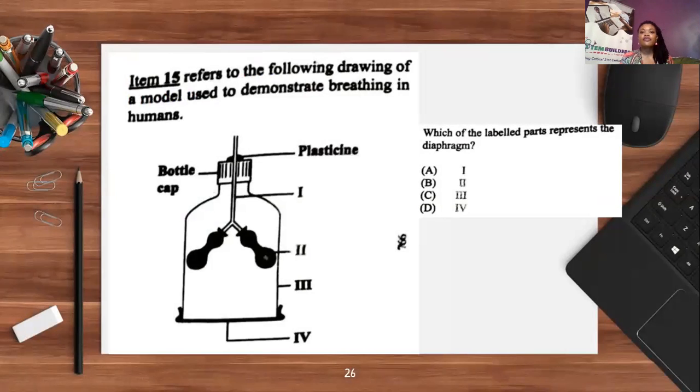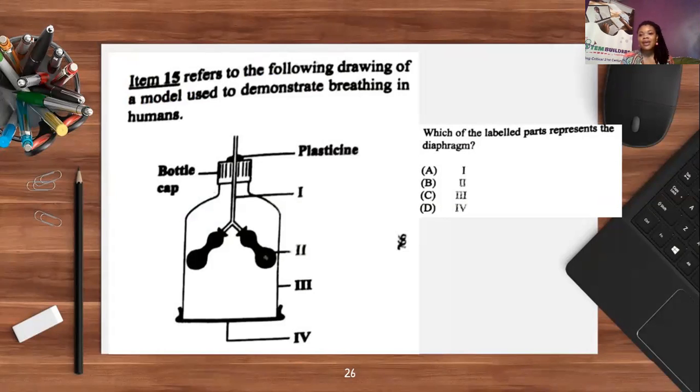Item 15 refers to the following drawing of a model used to demonstrate breathing in humans. Which of the labeled part represents the diaphragm? So that would be 4, right? So the answer would be D. But of course, when you're looking at these questions, don't just memorize the answer. That is just so lazy.